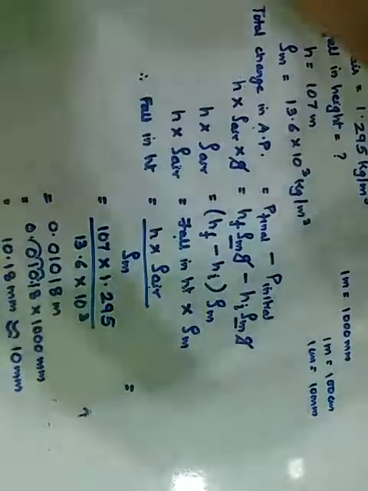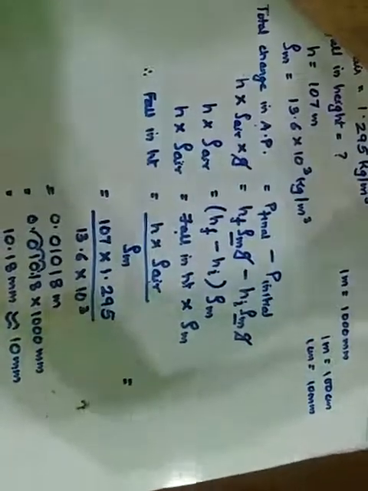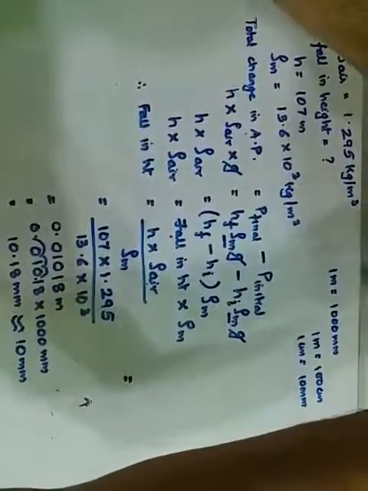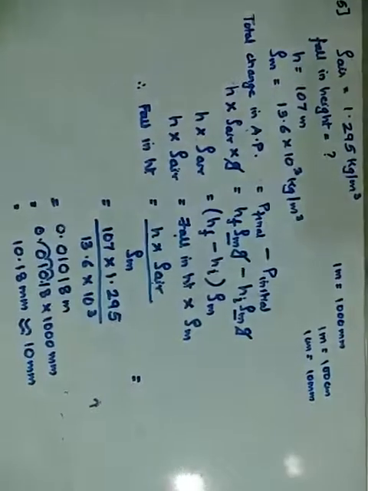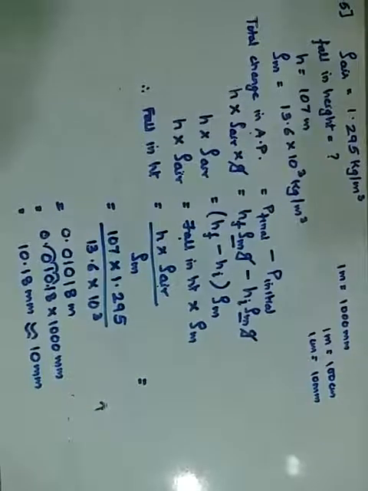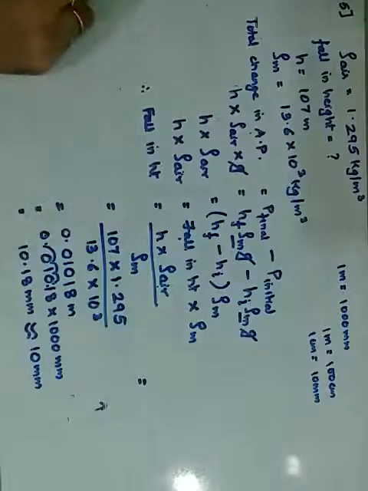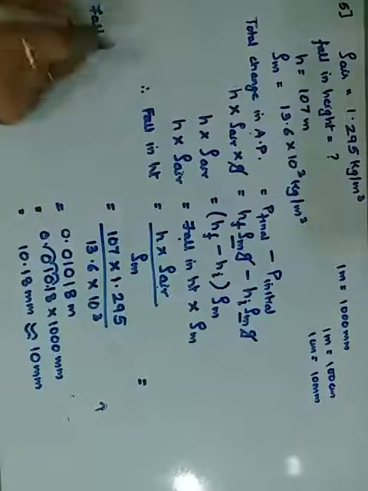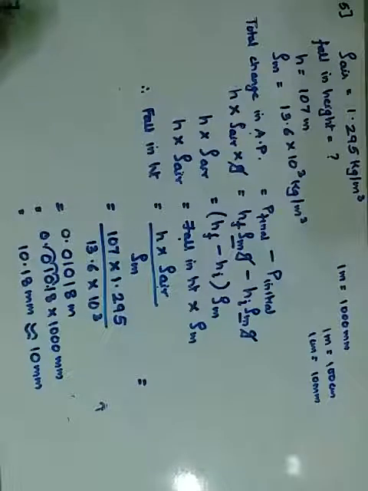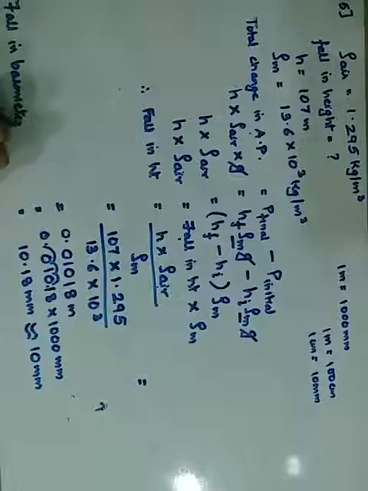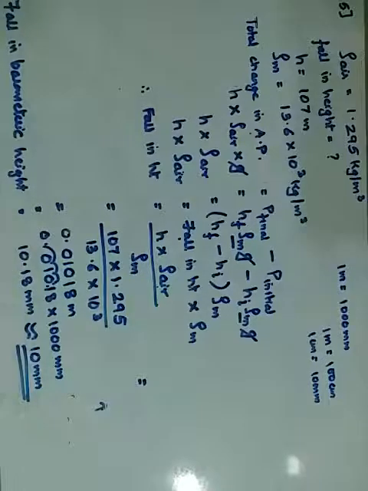Wait a minute for clear visibility. Okay. So what was your question? What was the last point? Find the fall in barometric height, and therefore I am putting it over here. Therefore the fall in barometric height is 10 millimeters. Getting it?